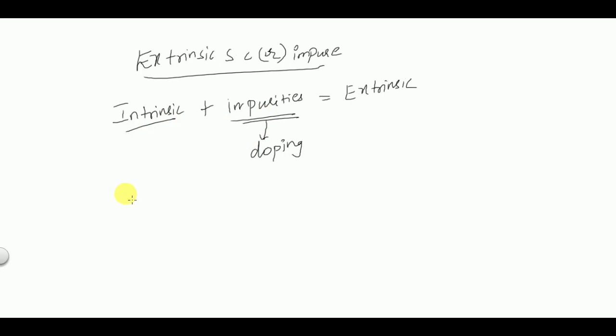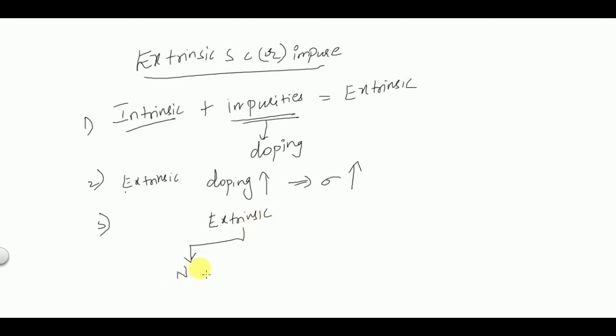In extrinsic semiconductors, as doping increases, conductivity will increase. There are two types of extrinsic semiconductors: one is the N-type semiconductor and the other is the P-type semiconductor. This classification is based on the types of impurities added to the intrinsic semiconductor.